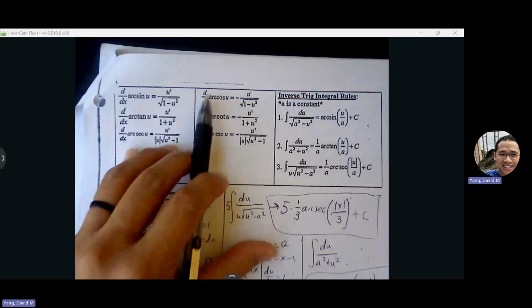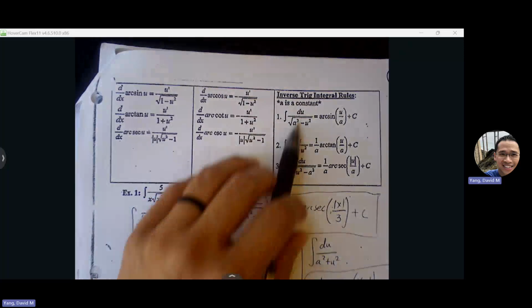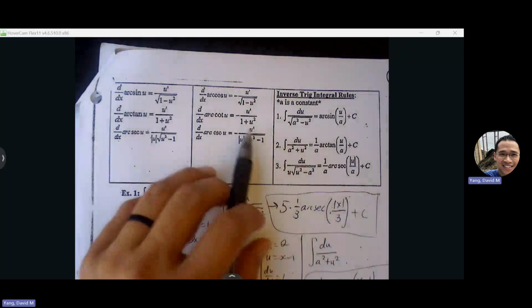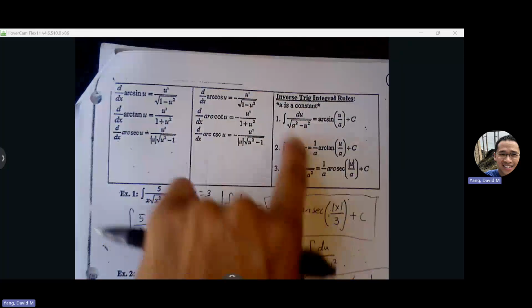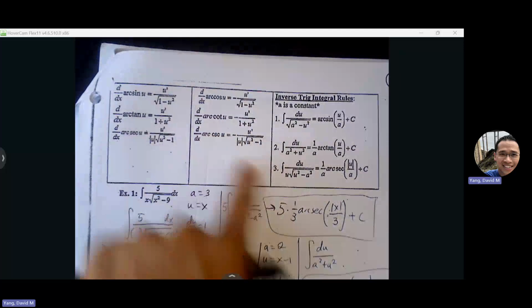No, yeah, there's no rules for these. So if we're looking at the inverse trig side of things, we're only going to be dealing with these here. We don't have to worry about this. This is only going to show up on the derivative side of things.